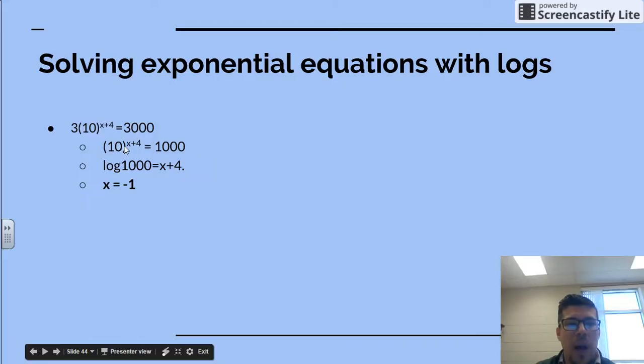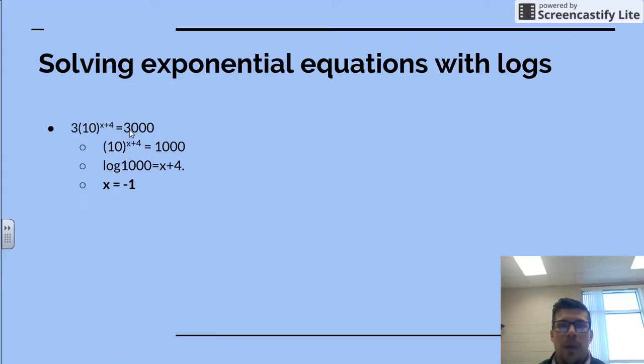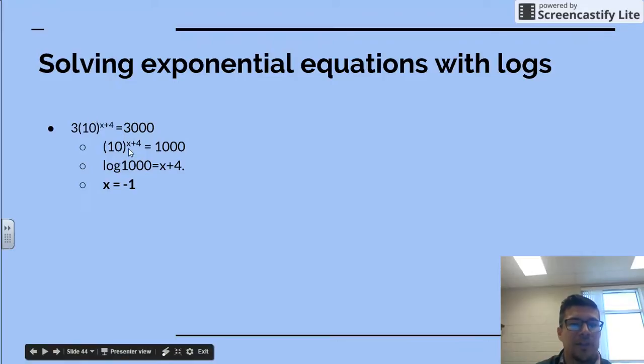Even though we could get a common base in a certain part of the problem, it might not be the best idea. So here I have 3 times 10 to the power of x plus 4 equals 3,000, and I want to think about cleaning this problem up a little bit before I apply any properties of exponents or of logarithms. So I'm going to divide both sides by 3 first. So I get 10 to the x plus 4 equals 1,000.